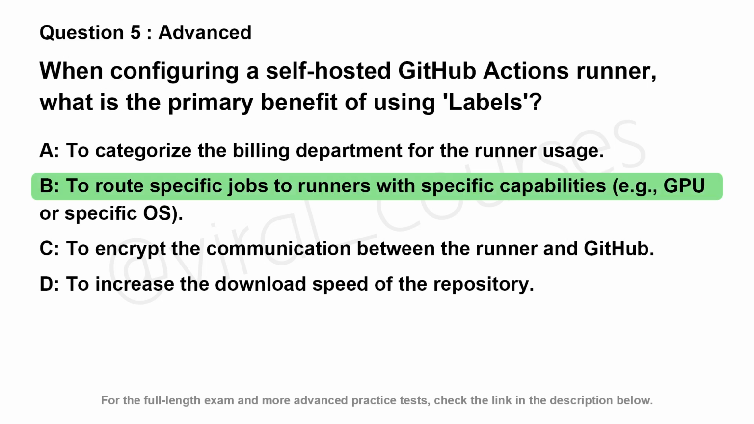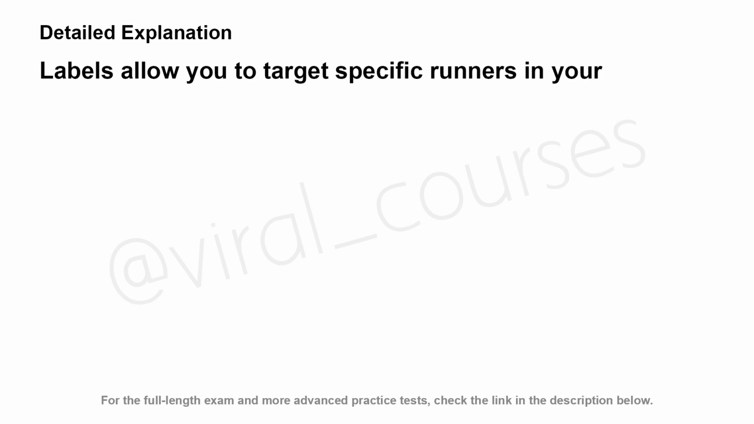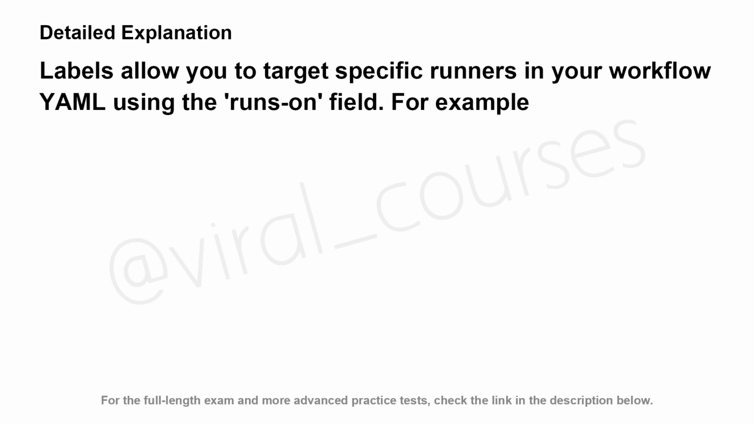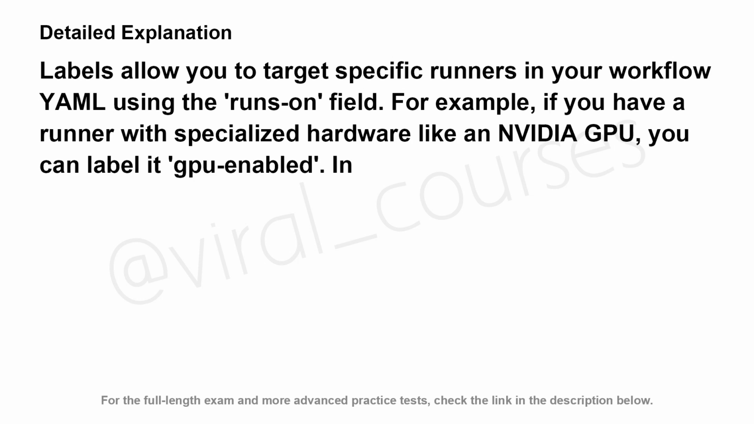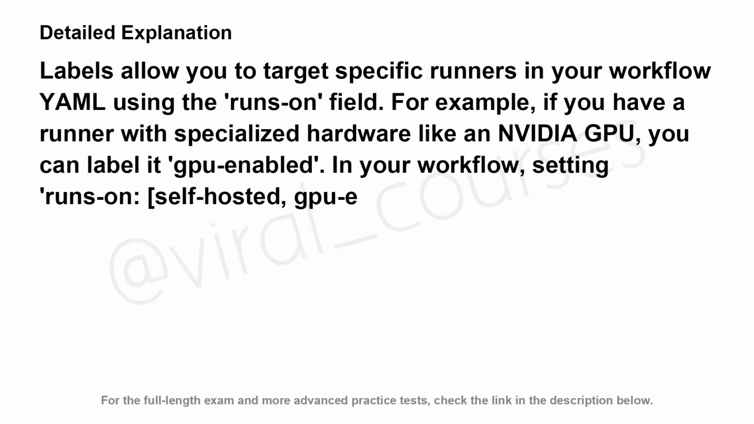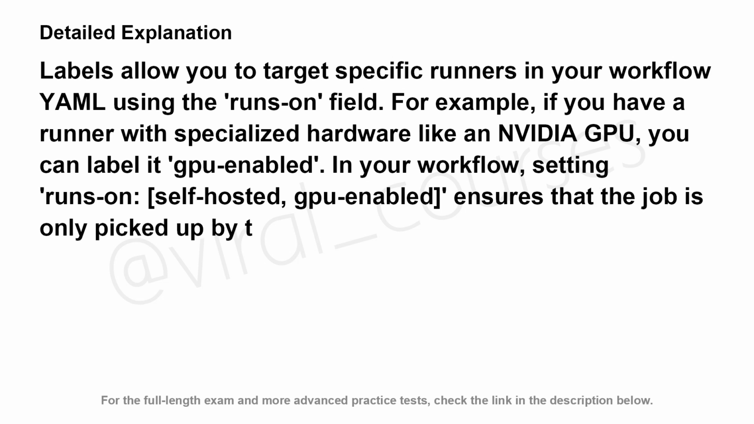The correct answer is B. Labels allow you to target specific runners in your workflow YAML using the runs-on field. For example, if you have a runner with specialized hardware like an NVIDIA GPU, you can label it gpu-enabled. In your workflow, setting runs-on: [self-hosted, gpu-enabled] ensures that the job is only picked up by that specific runner.